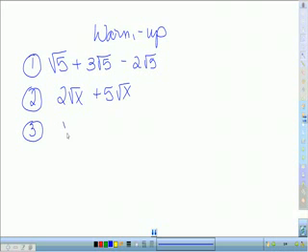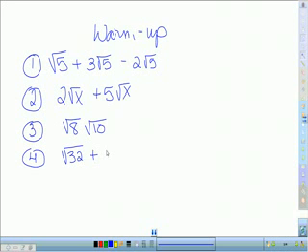Number 3, the square root of 8 times the square root of 10. Number 4, the square root of 32 plus 5 times the square root of 2. And the last one, the cube root of 128. So I'm going to give you a couple minutes to work on these and then we'll go over them.